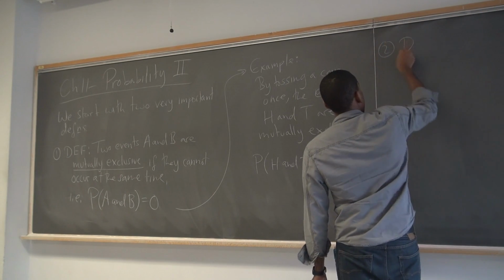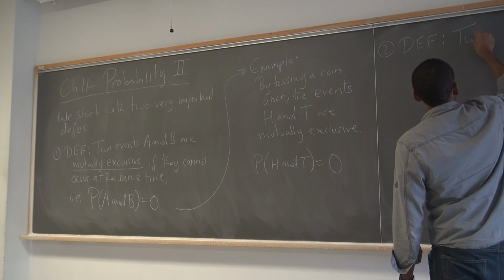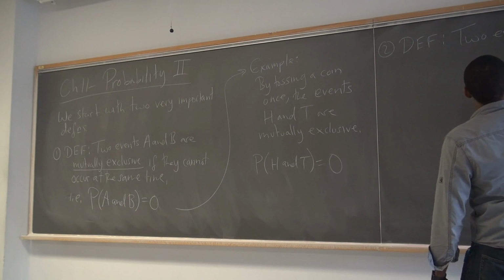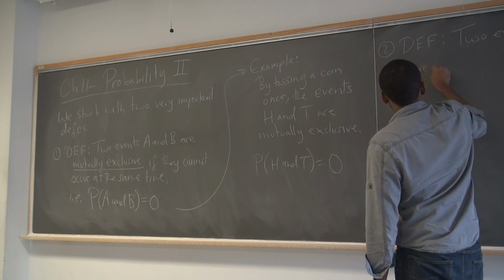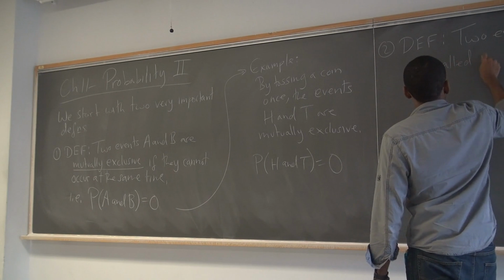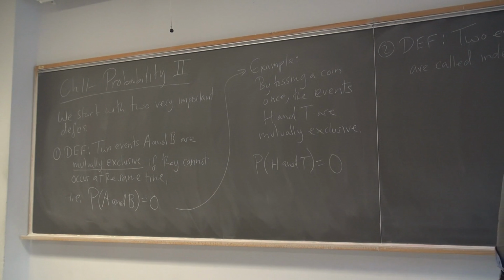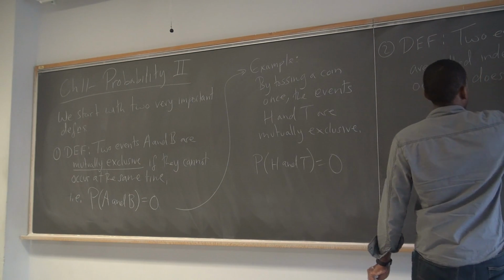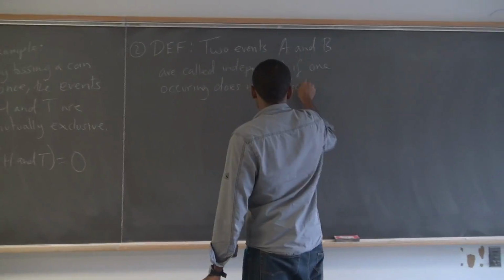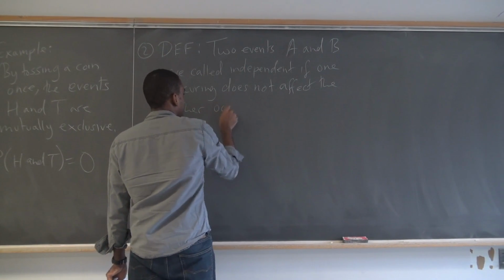The second important definition is that of independent. Two events, A and B, are called independent if one occurring does not affect the other occurring.